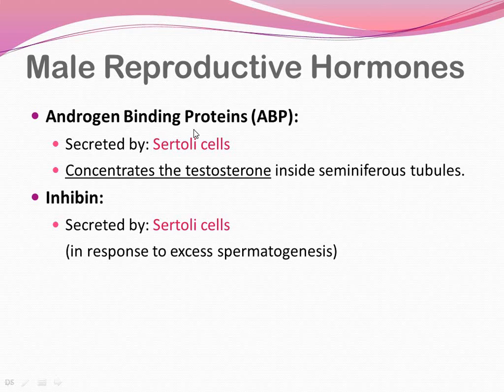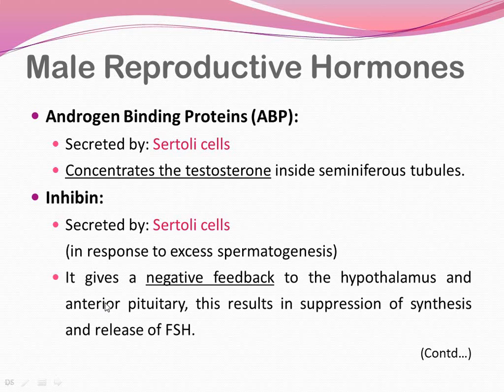What was the controlling factor in the case of ABP? It was the release of FSH. When FSH is released, then ABP gets released. What is the controlling factor in the case of inhibin? Wherever there is excessive spermatogenesis, the release of inhibin will be stimulated. So it's a negative feedback mechanism.